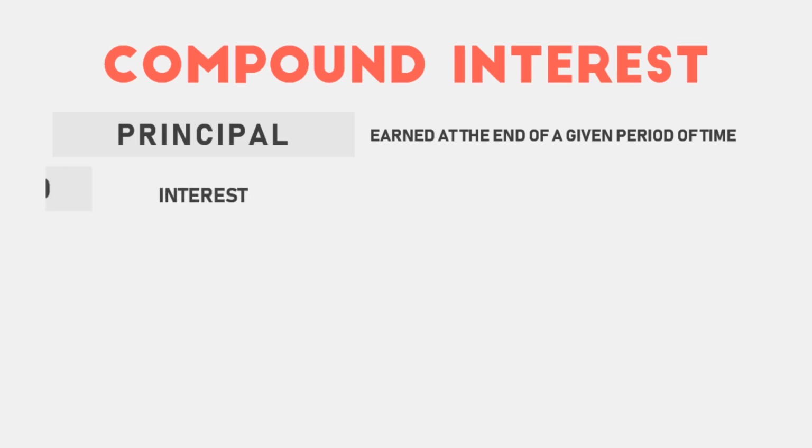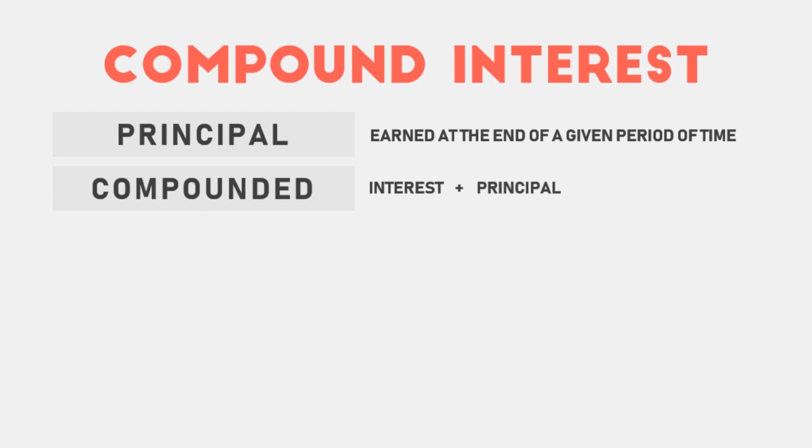If the interest rate is compounded, the interest earned at the end of the period is added to the principal, and this new amount will earn interest in the next period. The same process is repeated for each succeeding period. Interest previously earned will also earn interest in the next period.